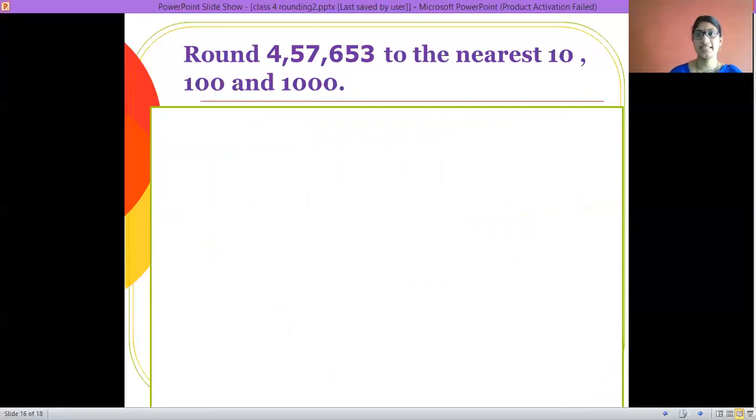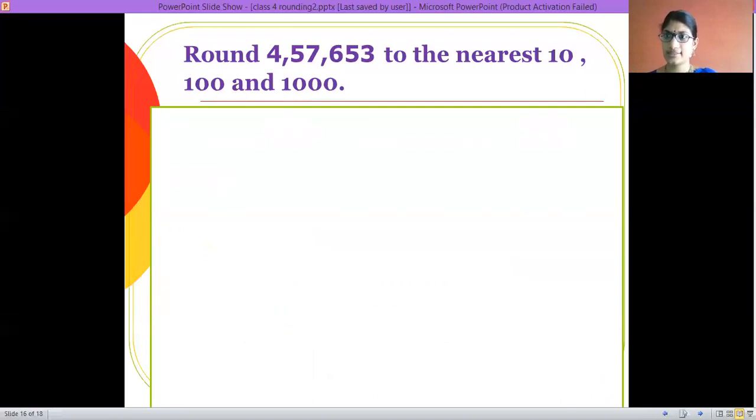Let us see one more example, children. Round 4,57,653 to the nearest 10, 100 and 1000. Now, children, you have to solve this on your own. First, what we are going to do, children? We'll write first the side heading, rounding to the nearest 10, as we can't do all 3 at a time. Then we'll write the number. On top of each digit, we'll write its places.